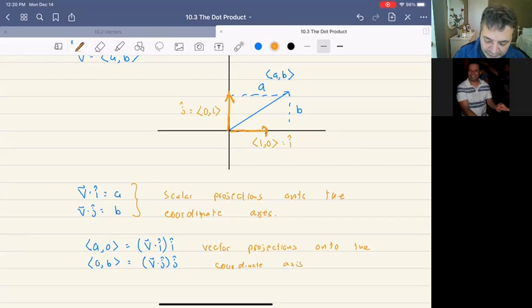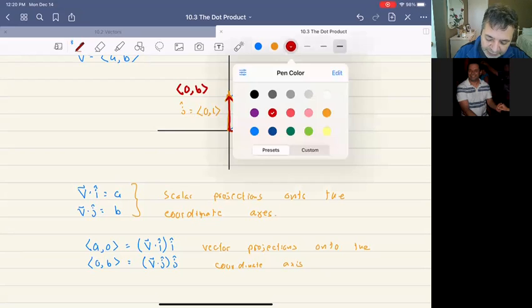Okay, so in this case, let me draw them. In red here, this is A, 0. In this case, in red here, that's 0, B. They're very subtly different, but they are 2 different things. One is a scalar, one's just a number. When I say scalar, I mean number, and one's a vector. Okay, so now let's take this in general.